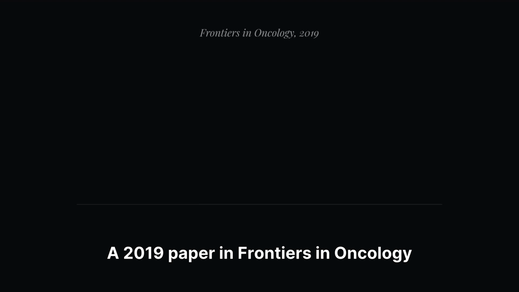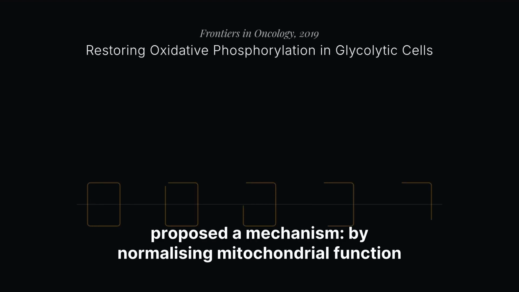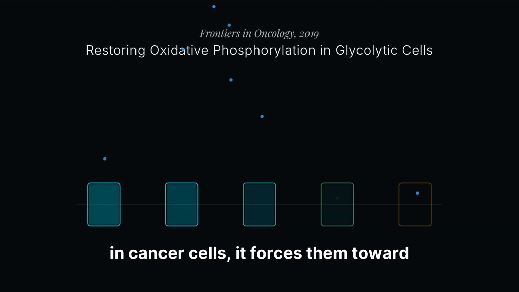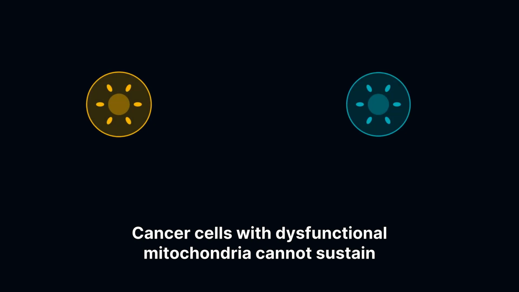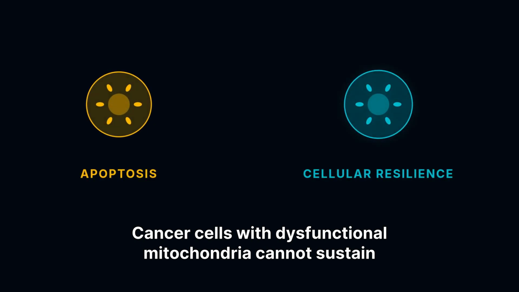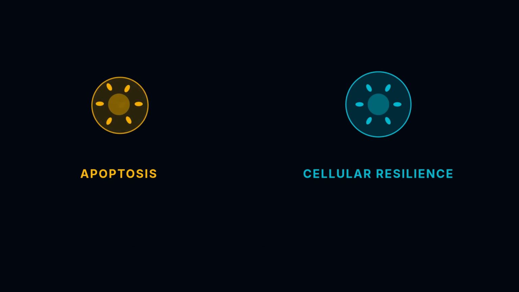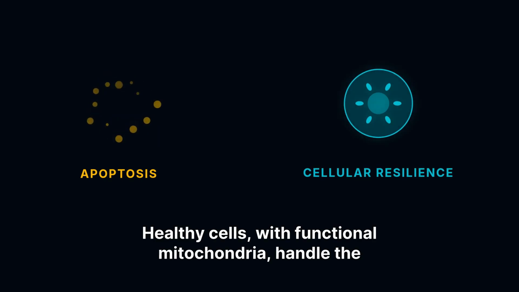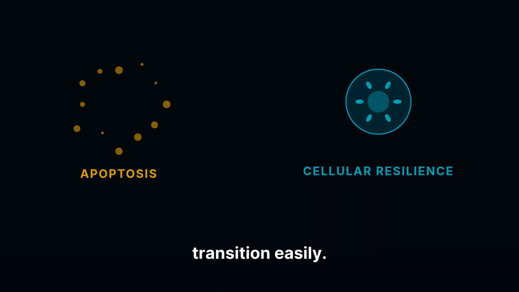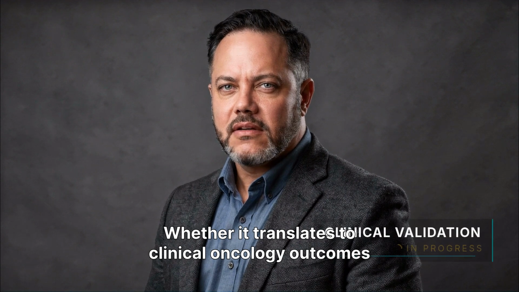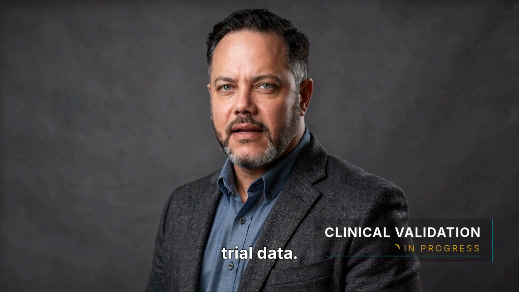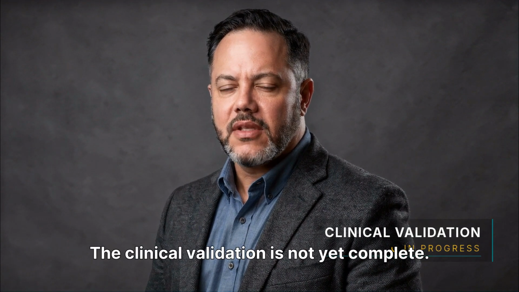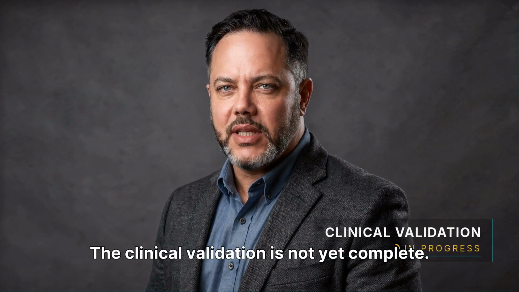A 2019 paper in Frontiers in Oncology proposed a mechanism. By normalizing mitochondrial function in cancer cells, it forces them toward oxidative phosphorylation. Cancer cells with dysfunctional mitochondria cannot sustain this shift and undergo apoptosis. Healthy cells with functional mitochondria handle the transition easily. Whether it translates to clinical oncology outcomes is a separate question that requires clinical trial data. The mechanism is there. The clinical validation is not yet complete.